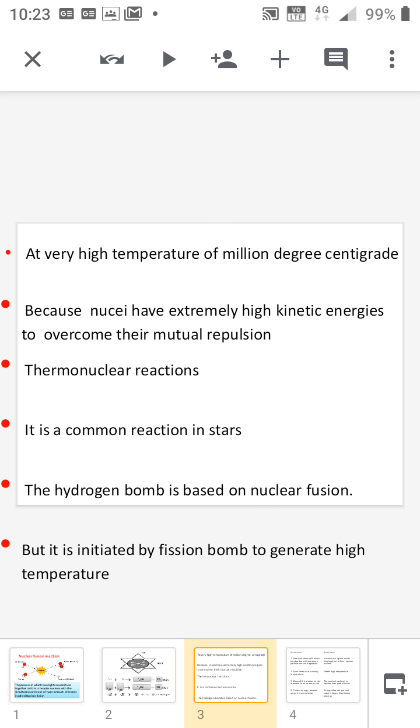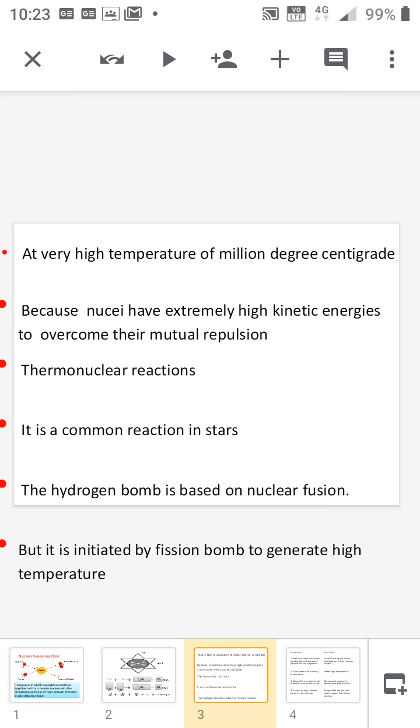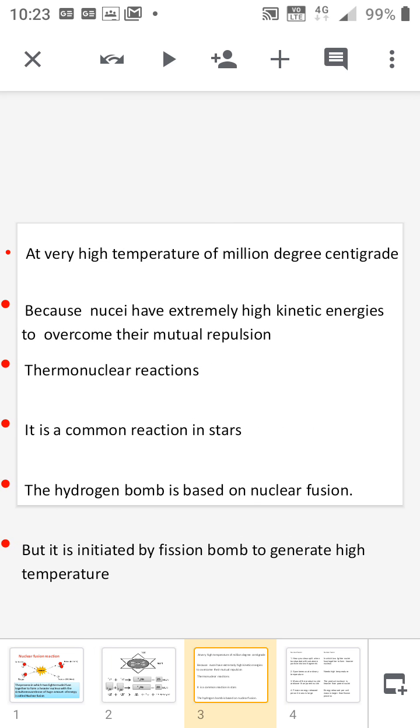This nuclear fusion reaction is very common in stars, and the hydrogen bomb is based upon nuclear fusion reaction. Yesterday we studied the atom bomb. The atom bomb is based upon the principle of nuclear fission reaction, and the hydrogen bomb is based upon the principle of nuclear fusion reaction. Since the nuclear fusion reaction occurs at very high temperature, the hydrogen bomb is first initiated by a fission bomb or atom bomb in order to generate the high temperature.